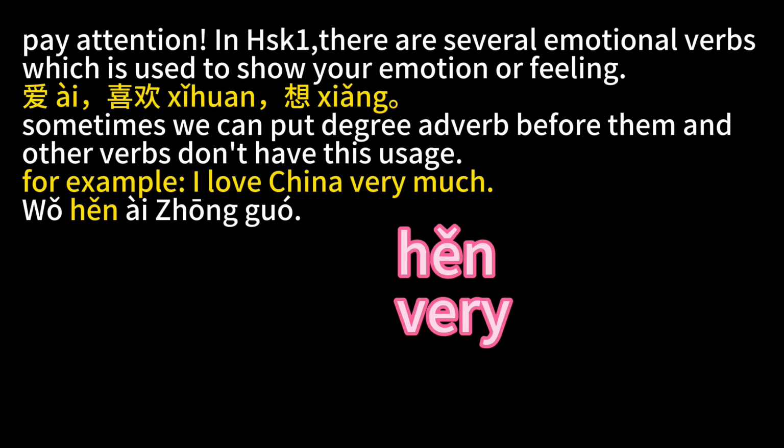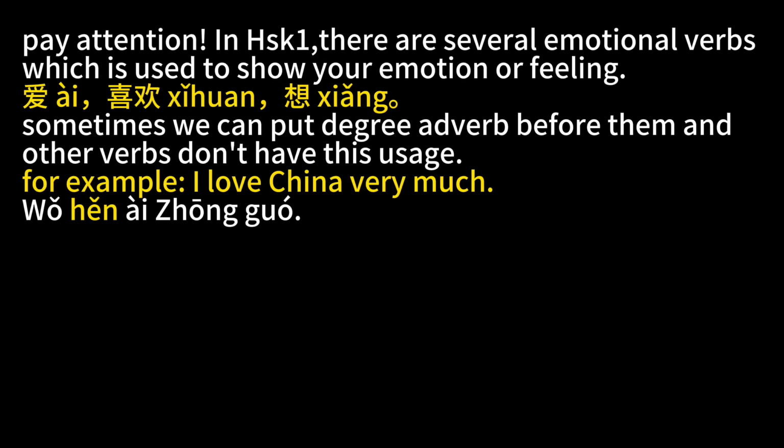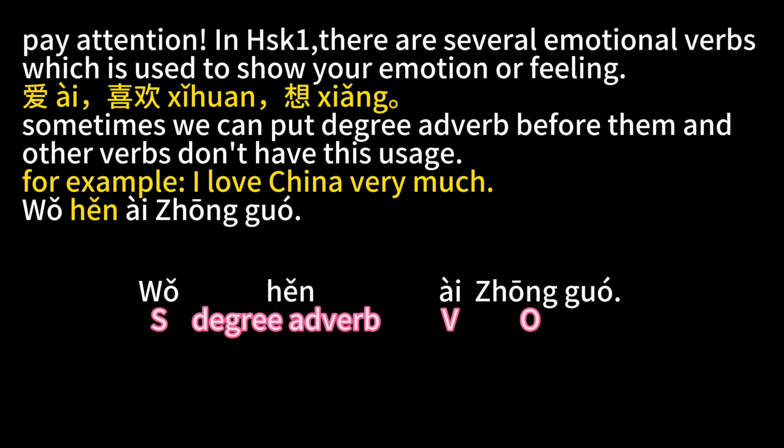So in this case, we can put the degree adverb before the emotional verb. How to say this sentence? I love China very much. Subject, verb, object. Put the degree adverb before the verb. So 我, then very, 很, then love, 爱, then the object, 中国. So again, 我很爱中国. Very good.